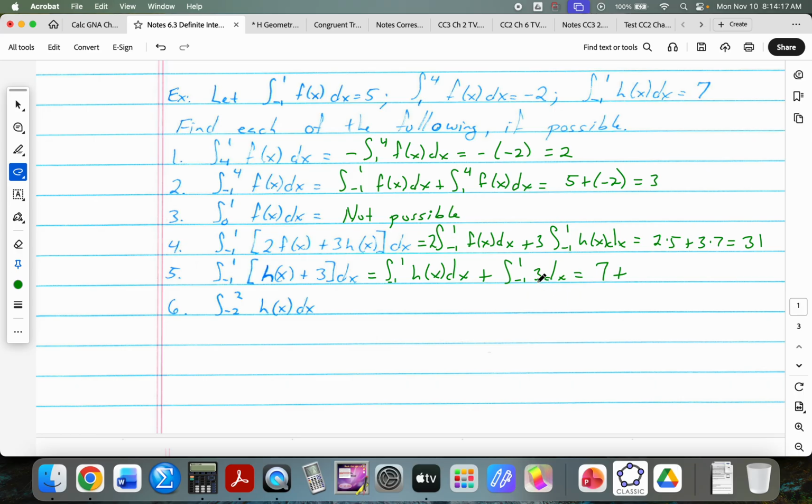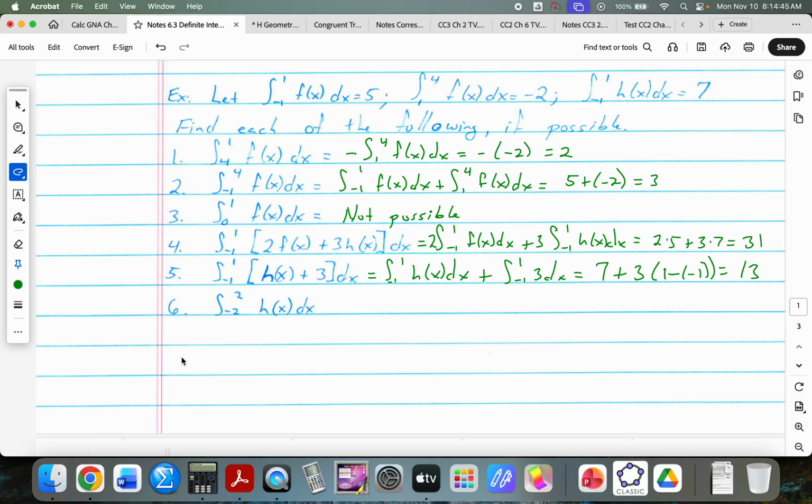The integral from -1 to 1 of 3, that's a constant function. Its height is always 3. And what's its width? 2. So this is 3 times 1 minus -1. That's where the 2 comes from. So that's 6.